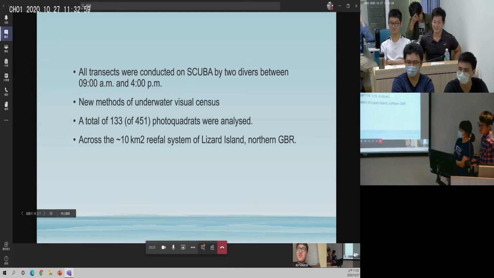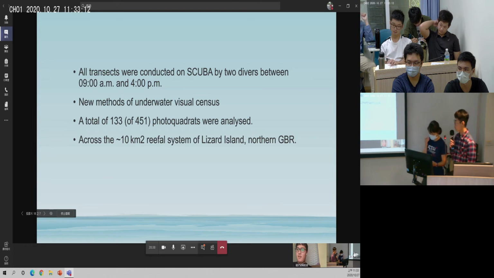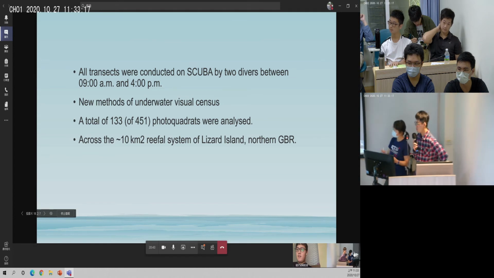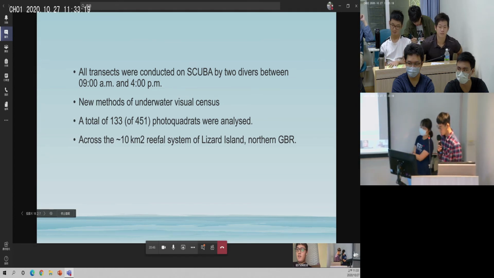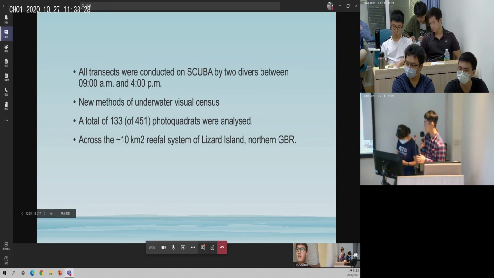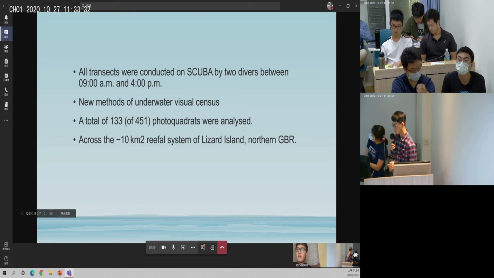Why do you choose photographs, not a crossing line survey? Repeat his question. You want to know why I did not choose the crossing line? Because we use new methods in quadrat. We want to use this method to precisely know the small scale of the coral and the fish abundance, in a small scale, not a large scale.